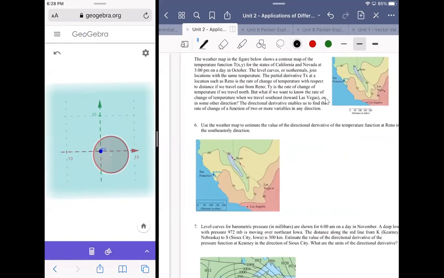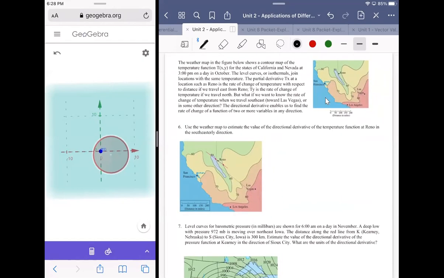You can see the blurb here: the weather map in the figure below shows a contour map of the temperature function for the states of California and Nevada at 3 o'clock in the afternoon on a day in October. The level curves, or isothermals, join locations with the same temperature. The partial derivative T sub x at a location such as Reno is the rate of change of temperature with respect to distance if we travel east from Reno.